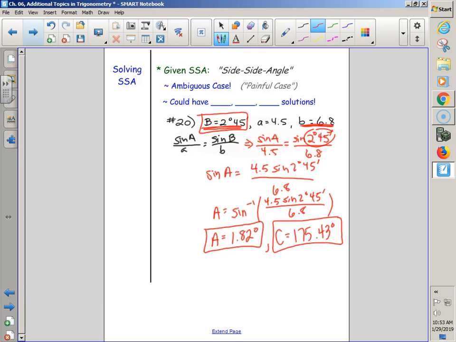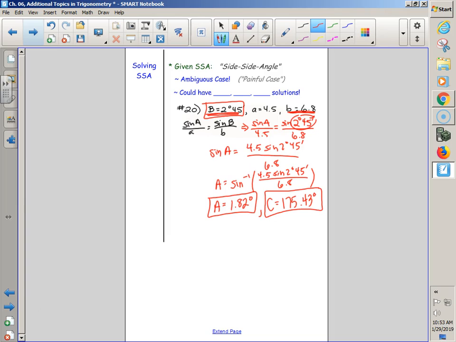What are we missing now? Side C. Good. So we have angle B with side B. We have angle A with side A. Angle C with side C. But how am I going to reorient my sine formula now? Well, let's do the side on top. Because I have to solve for side C, I'm going to have to use that nasty angle C from right over here, right?